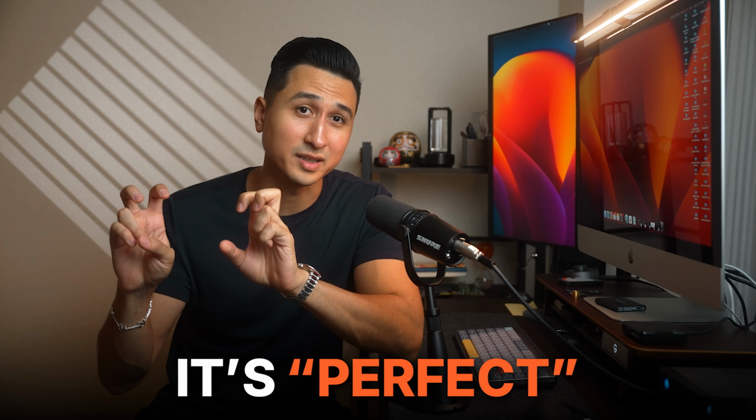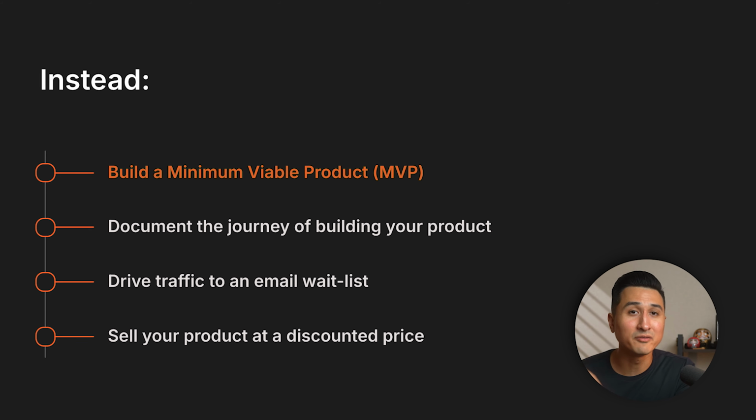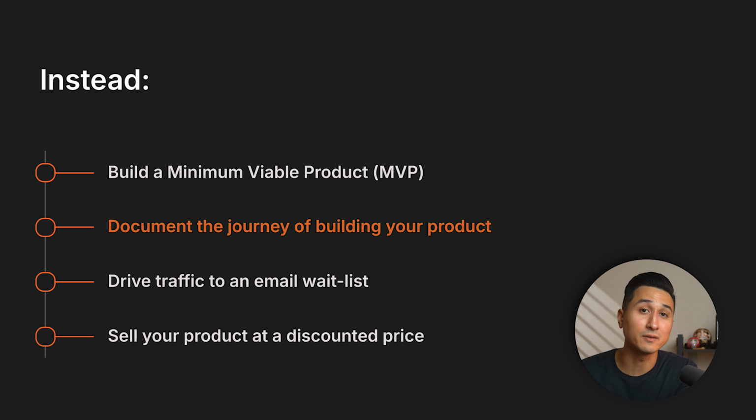something until it's perfect. And instead, build a minimum viable product, which is basically 20 to 40% of your product. And while you're doing that, document the journey of you building it on social media. So this content could be behind the scenes videos of you working on the product, and it could also be educational content showing it in action.